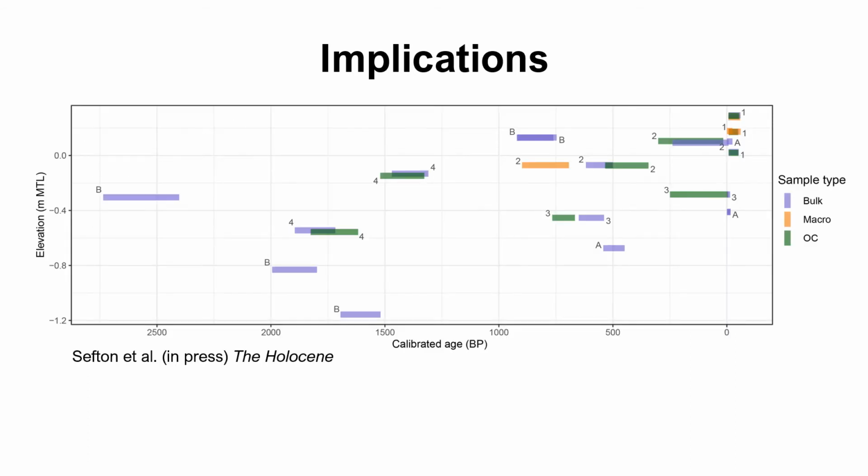So to illustrate that point further, I'm showing some results from a radiocarbon study we did in the Seychelles, and we collected different types of samples from the same elevations across a mangrove in the Seychelles. So the different types of samples we used, we had bulk sediment, macrofossils, and organic concentrates, which are a sieved sediment fraction, which I'll go into a little bit more in a minute. And these are shown by the different colors we have here.